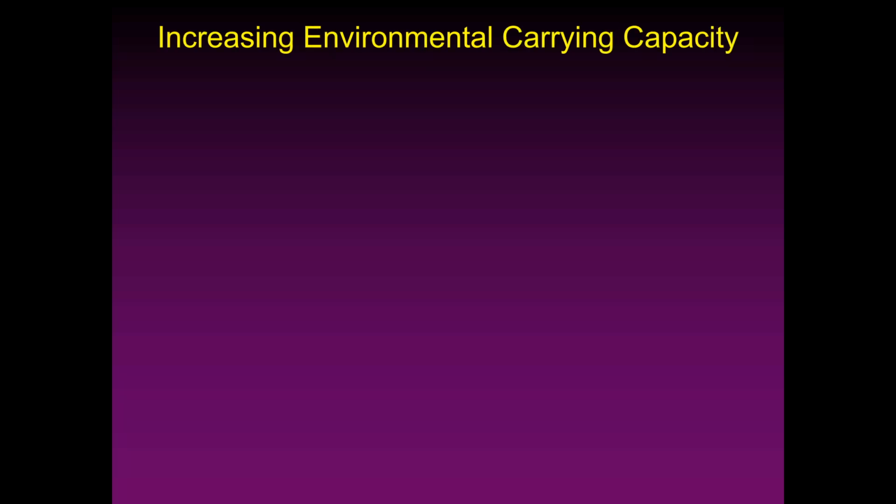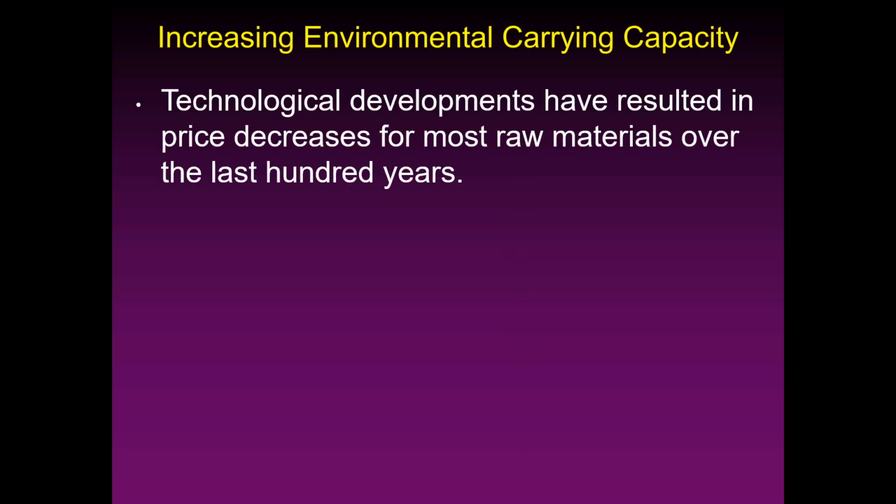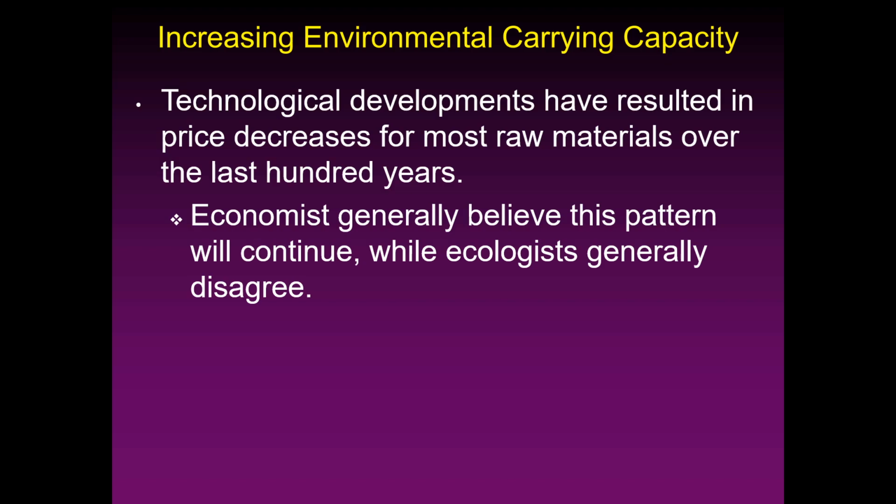So increasing environmental carrying capacity. Technological developments have resulted in price decreases for raw materials over the last 100 years. A lot of this just has to do with the increase of the assembly line, mass manufacturing, and our ability to extract resources. So economists generally believe this pattern will continue, while ecologists generally disagree. There is a limiting point.